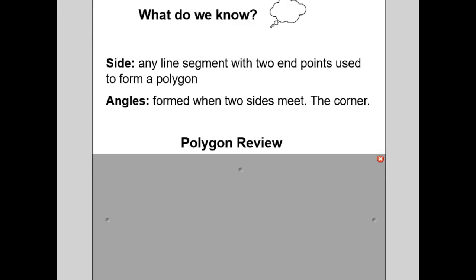So after 6 lessons, you have so much incredible knowledge about geometry. You know a number of things. You know what sides are. Sides are any line segment in a shape with 2 endpoints used to form a polygon. And you know that angles are formed when 2 sides meet or come together, like the corners of a shape.